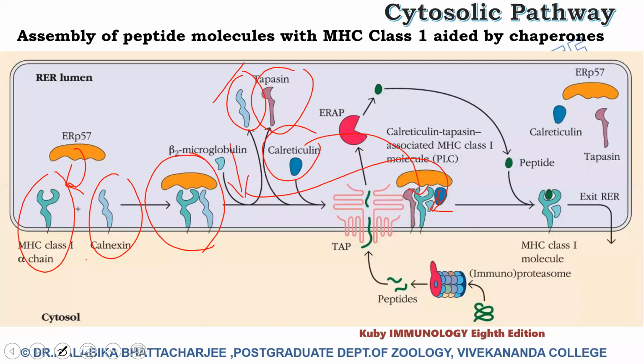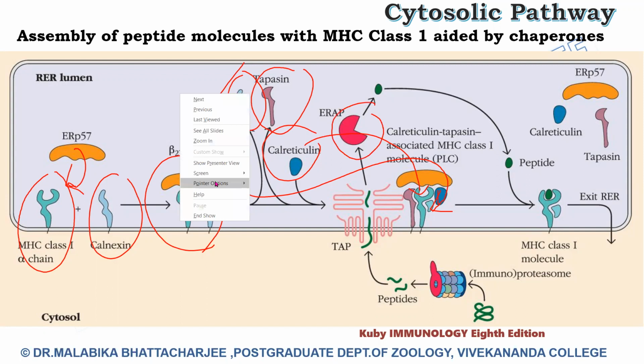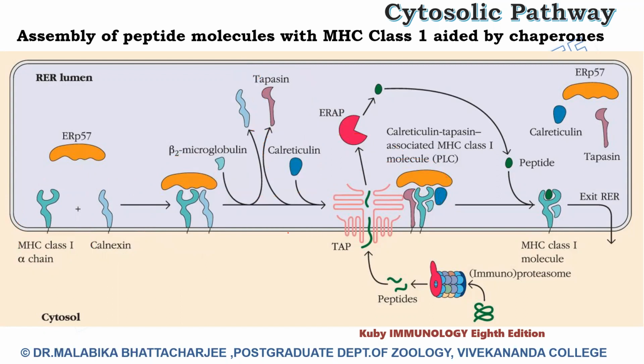Tapacin brings the TAP transporter into the proximity of the class 1 molecule and allows it to acquire one antigenic peptide. If you remember, we talked about ERAP, the aminopeptidase of the endoplasmic reticulum, present within the endoplasmic reticulum. As I said, TAP has affinity for 8 to 16 amino acid long polypeptides. So if longer polypeptides have entered the ER, they are trimmed by the ER aminopeptidase.